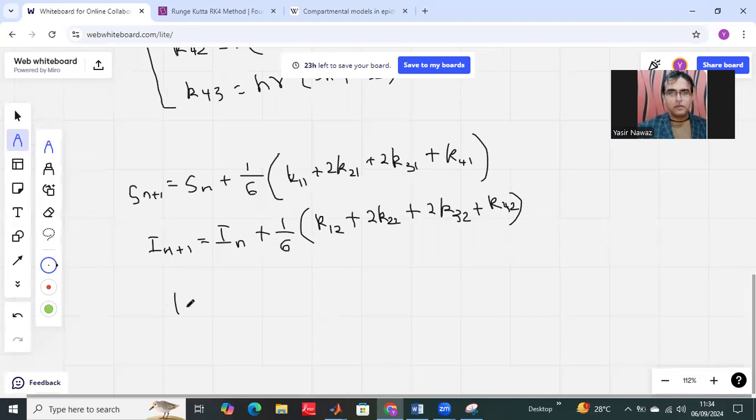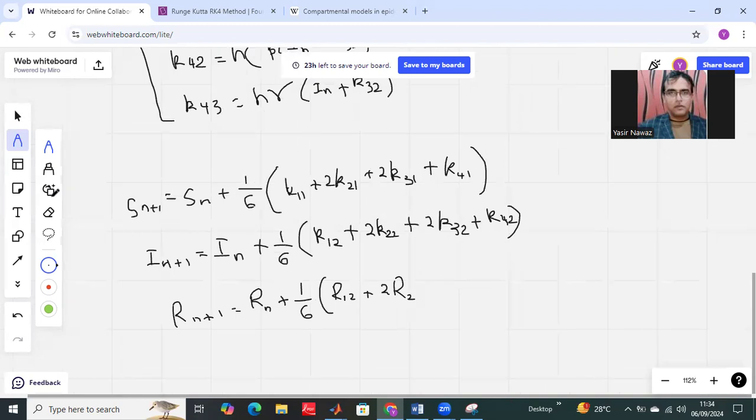Now for Rn plus 1, Rn plus 1 is equal to Rn plus 1 by 6 of K13, plus 2 times K. No, it's not R, it's K. So it's K13 and plus 2 K, this is 2 2, so 2 1, 2 2, and then this would be 2 3, plus 2 K 3 1, 3 2 and 3 3, then plus 4 1, 4 2, 4 3.